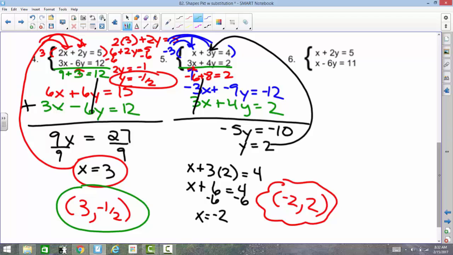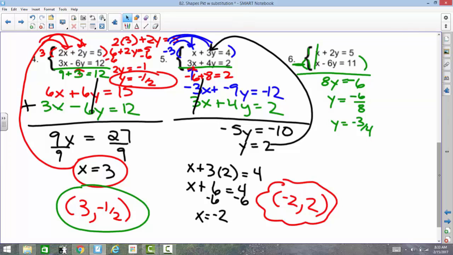All right, the last one. You would need to subtract to eliminate the x's. So x minus x cancels. Now you have 2y minus negative 6y. That's 8y. And then you have 5 minus 11, which is negative 6. So once you divide by 8, your solution is negative 6 over 8, which is negative 3/4.